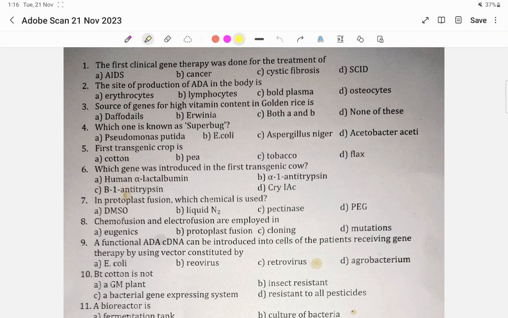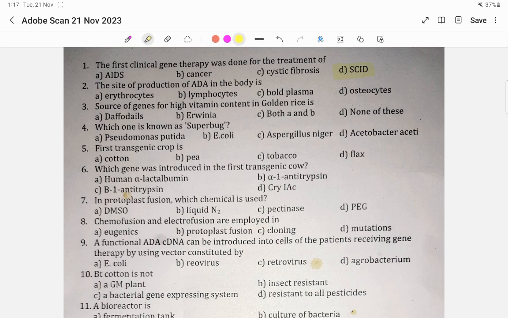The first clinical gene therapy was done for the treatment of AIDS, cancer, cystic fibrosis, and severe combined immunodeficiency. Using gene therapy, they have treated cystic fibrosis and SCID. SCID can also be written as ADA deficiency, so the answer would be SCID. SCID is severe combined immunodeficiency syndrome, or bubble baby syndrome. In our textbook, they have not used this word, rather they have given it as ADA deficiency, that is adenosine deaminase deficiency.